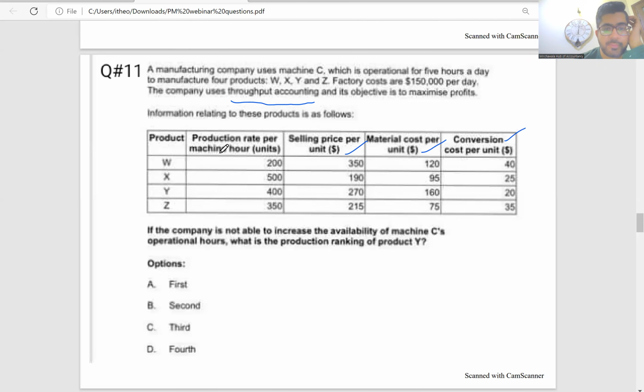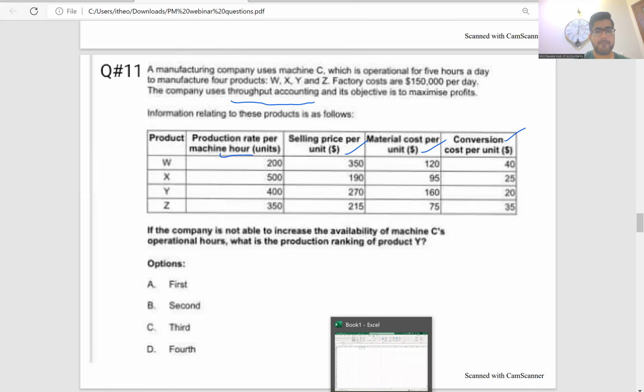Now, production rate per hour. Production rate per hour is 200 units of W. That means 200 units are made per hour. X, 500 units are made per hour, Y, 400 units are made per hour, and 350 units of Z per hour. If the company is not able to increase the availability of machine C's operational hours, what is the production ranking? That's a very, very easy question of throughput accounting which asks for ranking.